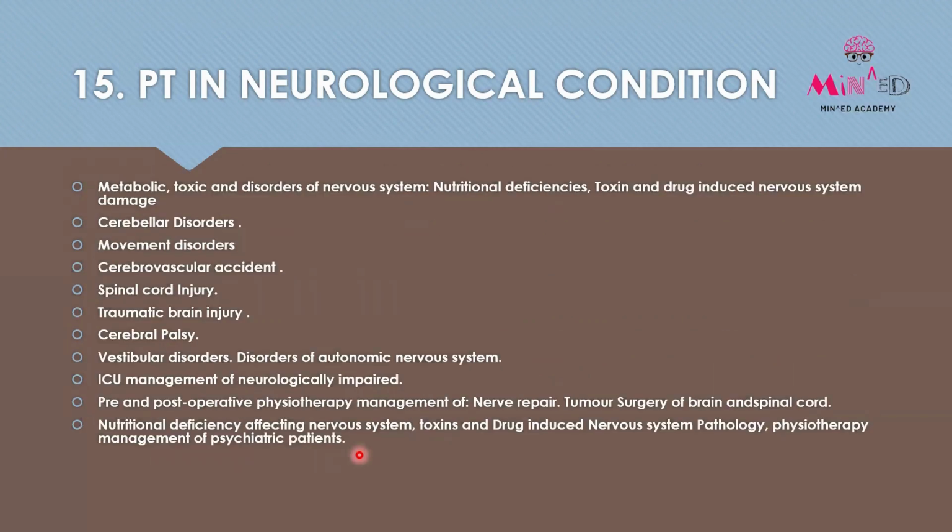Then we have, inline, all the topics mostly. That is metabolic and toxic disorder of the nervous system, cerebral disorder, movement disorder, cerebrovascular accident, spinal cord injury, traumatic brain injury, cerebral palsy, vestibular disorders, disorder of autonomic nervous system, then ICU management of neurologically impaired, pre and post-operative physiotherapy management, and nutritional deficiency affecting nervous system, toxin, drug-induced nervous system pathology, and physiotherapy management of psychiatric patient.